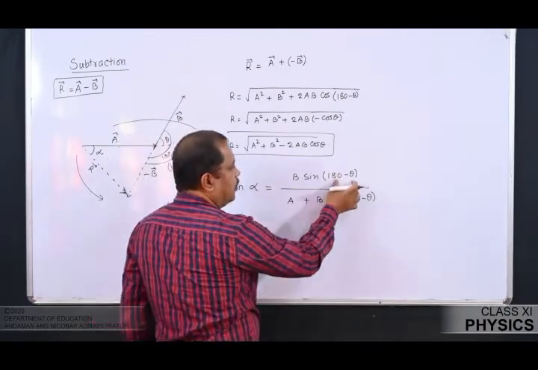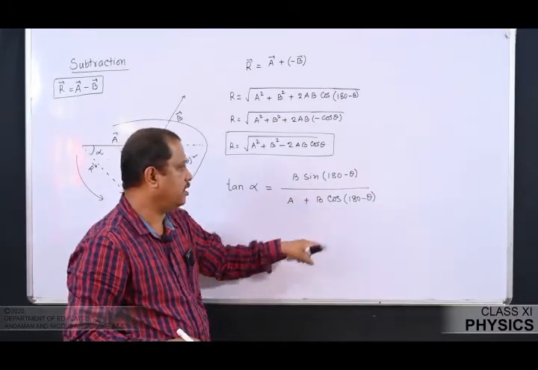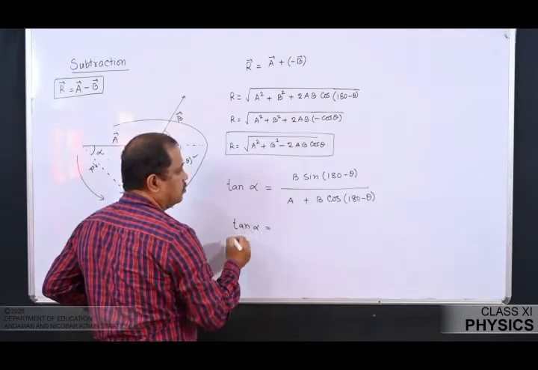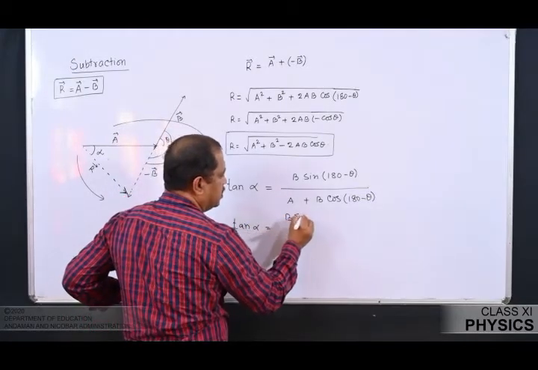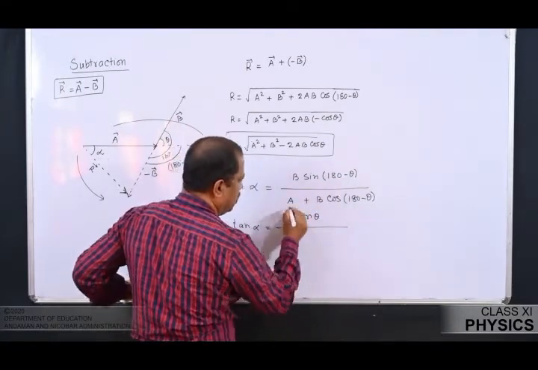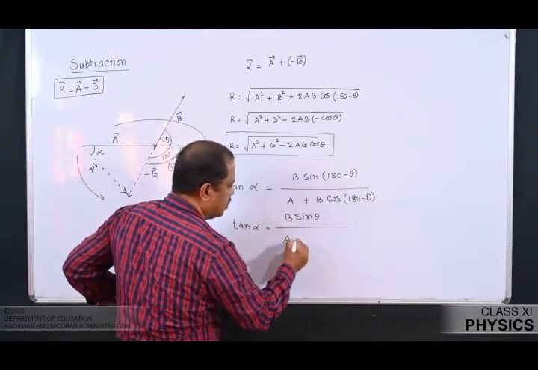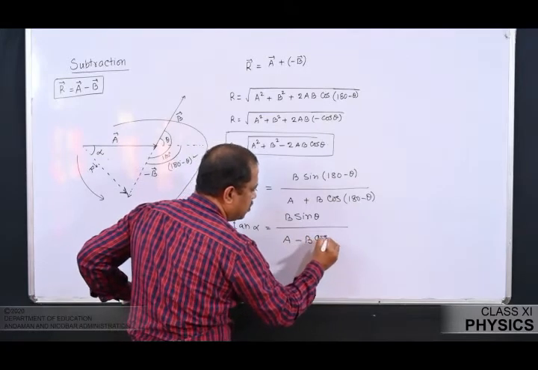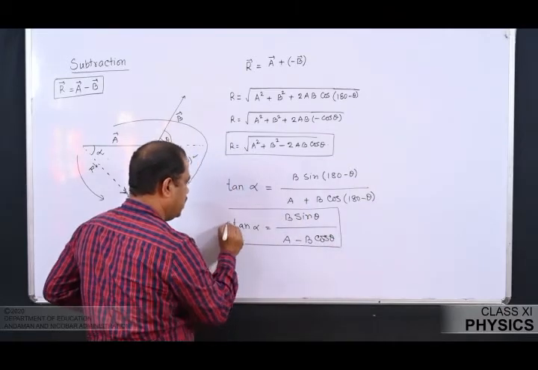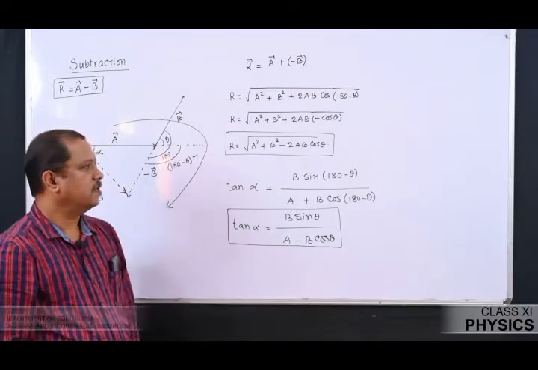Now again, I said the 180 minus theta angle lies in the second quadrant, and in the second quadrant sine is positive, cos is negative. So therefore we are going to have tan alpha is equal to b sine theta, as such sine 180 minus theta is going to be sine theta, over a. Cos 180 minus theta is going to be minus cos theta. So therefore I am going to have minus b cos theta. So thus when you try to subtract vector b from a to find the direction, you are going to have tan alpha is equal to this expression.